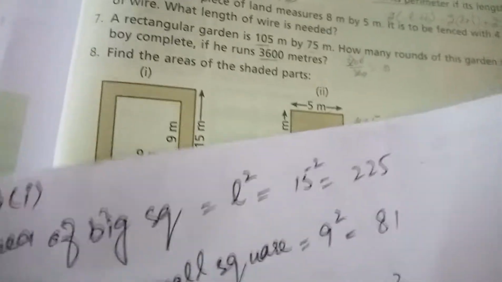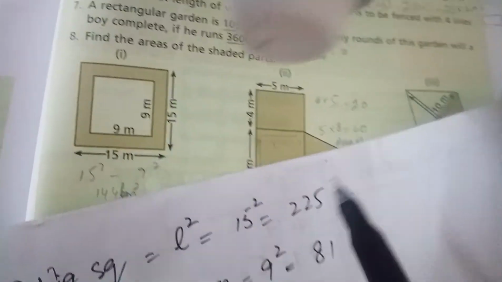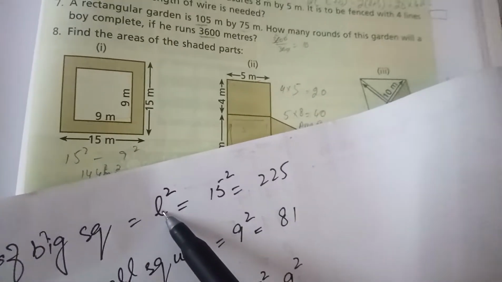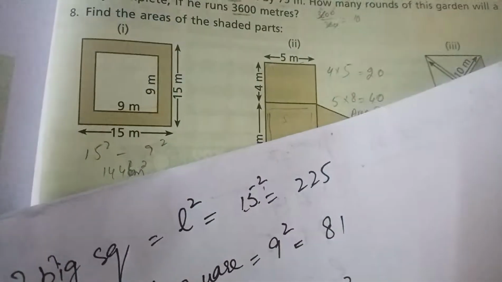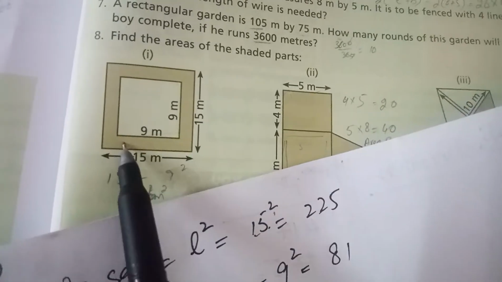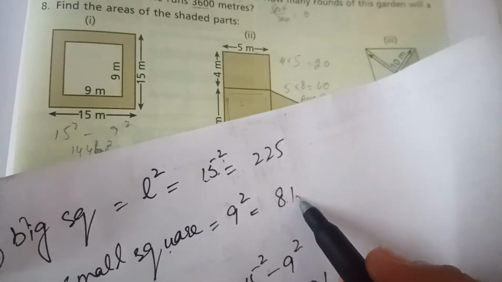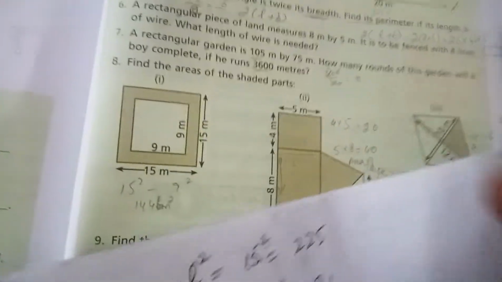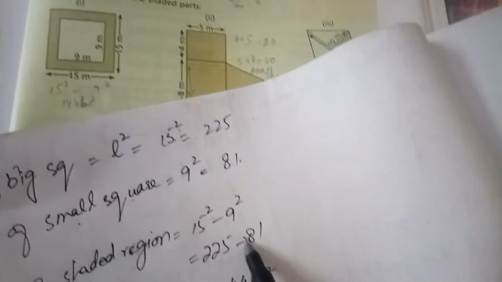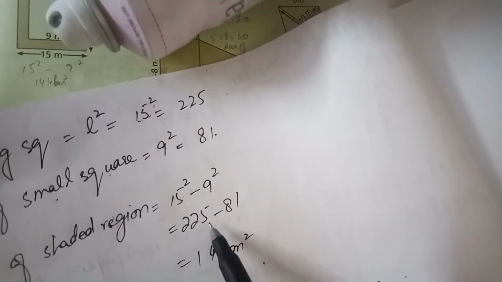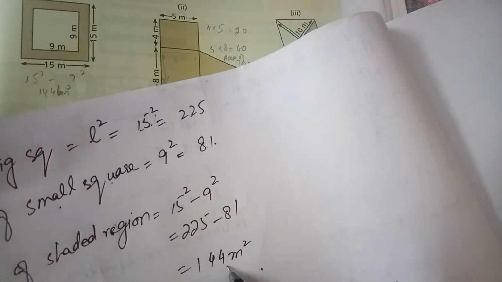As I told you, find the area of the big square. The greater side is 15 meters. The formula for the area of a square is L square, so that is 15 square. The area of the small square, whose side is 9 meters, is 9 square, that is 81 square meters. Now for the area of the shaded region, subtract: 15 square minus 9 square, that is 225 minus 81, which becomes 144 square meters.